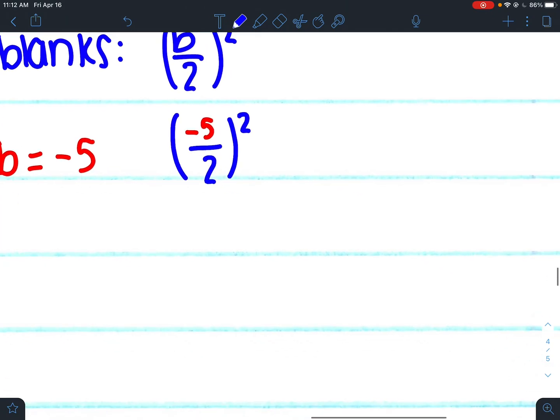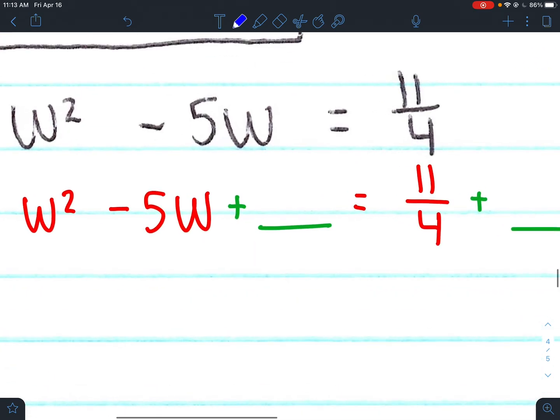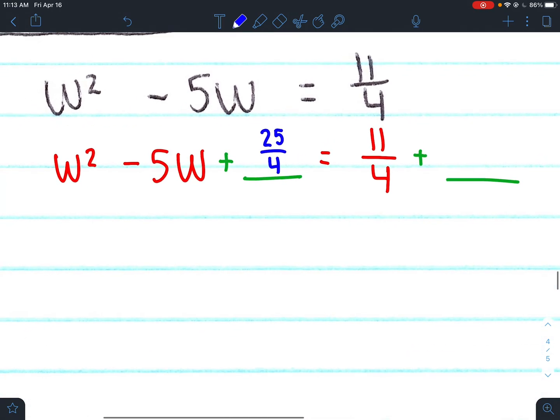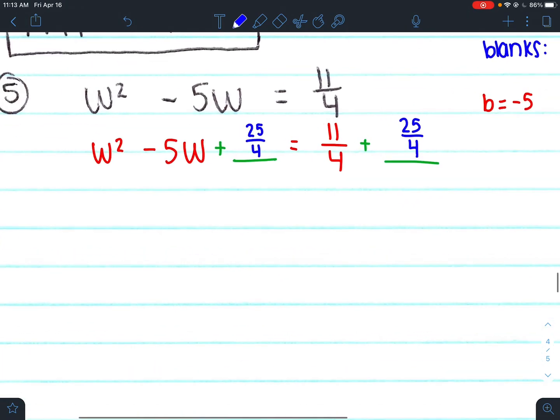Negative 5 divided by 2 doesn't simplify to anything, so I just leave it as negative 5 over 2, but I square it. Negative 5 over 2 squared is going to be 25 over 4. You want to keep it as a fraction. Don't write a decimal. I know that you could technically write this as a decimal, but I would prefer that you keep it as a fraction because it makes life a little bit easier. So 25 over 4 goes in our blanks. You'll already notice that it's not a nice problem because you have some fractions involved.